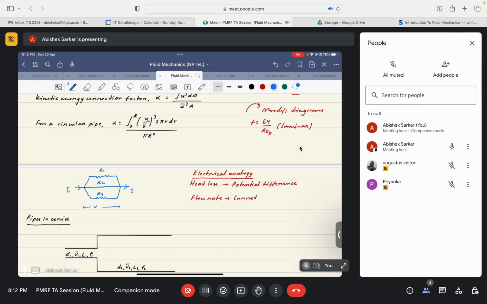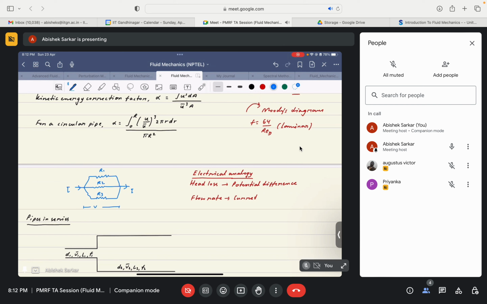So if I say two pipes are connected in series as shown in this diagram, having two different diameters d1, d2, they can have different average velocities v1, v2, different lengths L1, L2, and different friction factors. Say this is the incoming Q, and this is HF1 and HF2. So what can you say about the volume flow rate between the two pipes? Would it be the same or different?